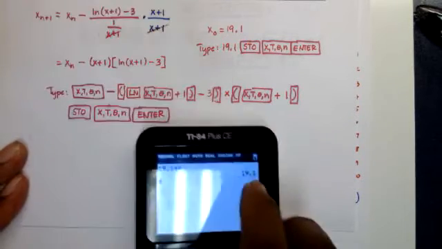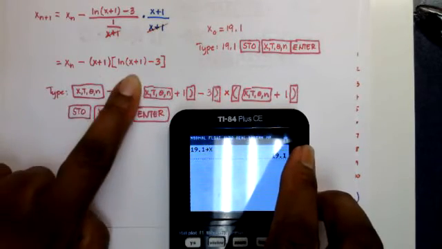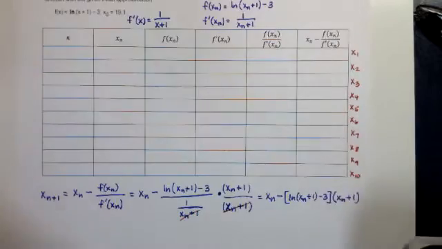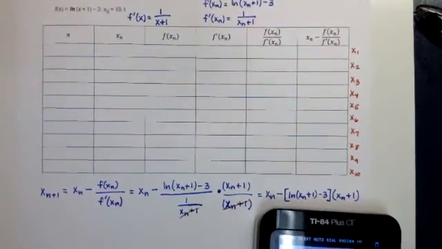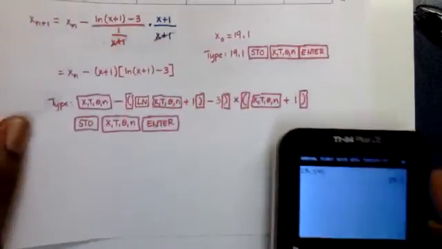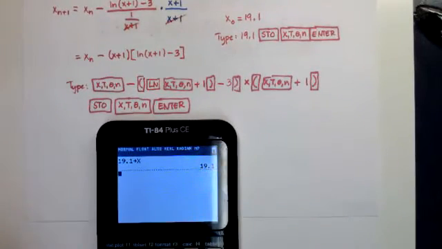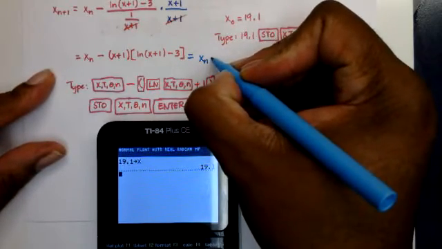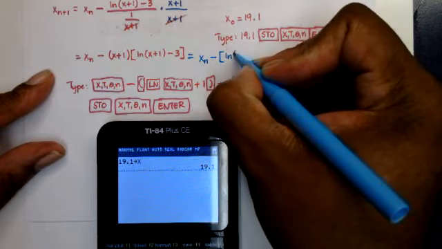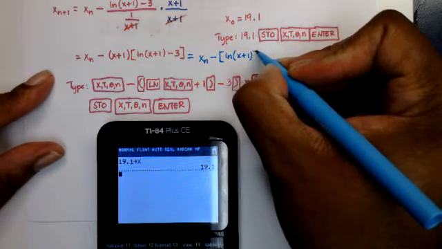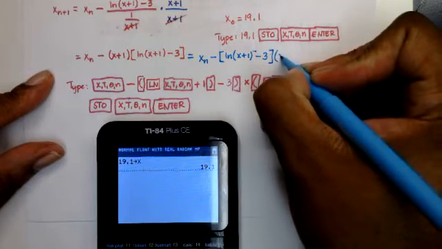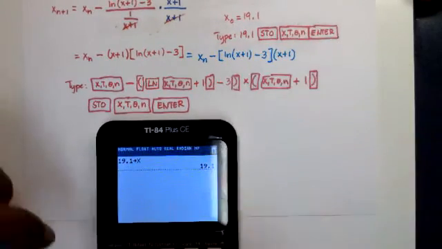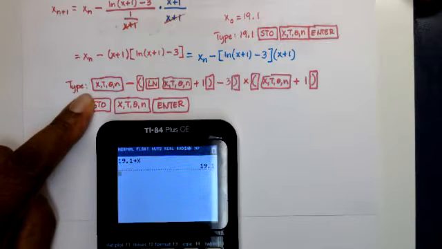Now, what I have here is the keystrokes for this function right here. And actually, the x plus 1 will be on the right side, like I have right here. Notice the x of n plus 1 is on the right side. Now, in this calculator, let me go ahead and rewrite that as this: x of n minus, and then the ln of the quantity x plus 1, and then minus 3, close the bracket, then times x plus 1. Because the way I set it up as these keystrokes is this.